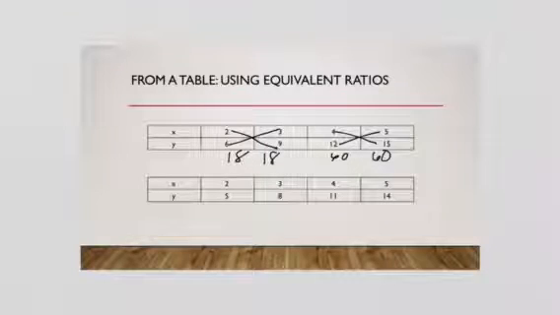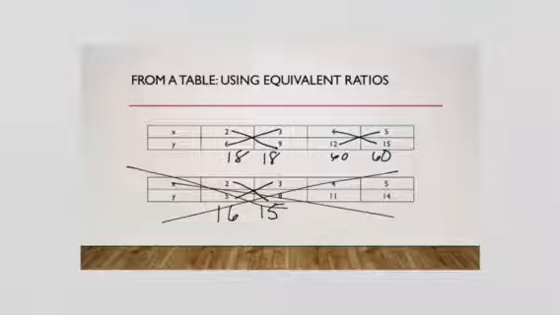Now, if we look at this bottom one, we have 2 and 5, or 2 and 8, and 5 and 3. Well, that's 16 and 15. So we automatically know that this is not a proportional relationship.